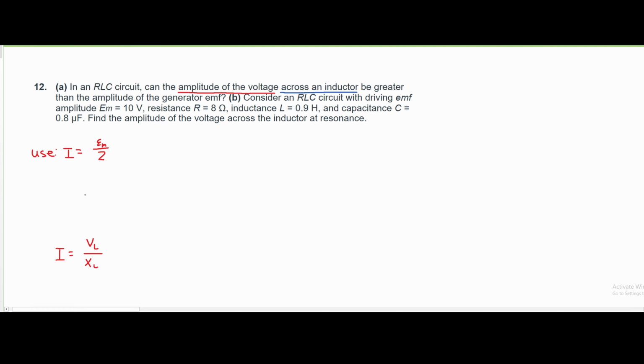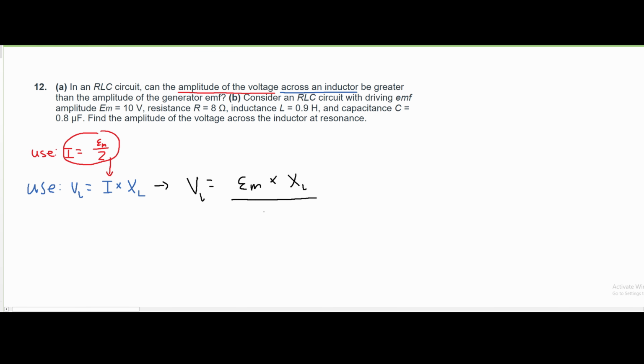However, we need to convert this because we're looking at the voltage. We're going to say that V of L is equal to I times X of L. And we can just substitute our I with this right here. So this is going to go into here, and we are just going to get that V of L is equal to the EMF times the X of L all over Z.